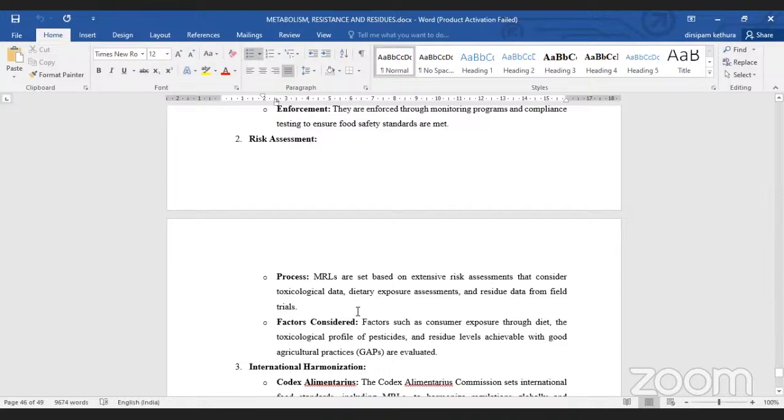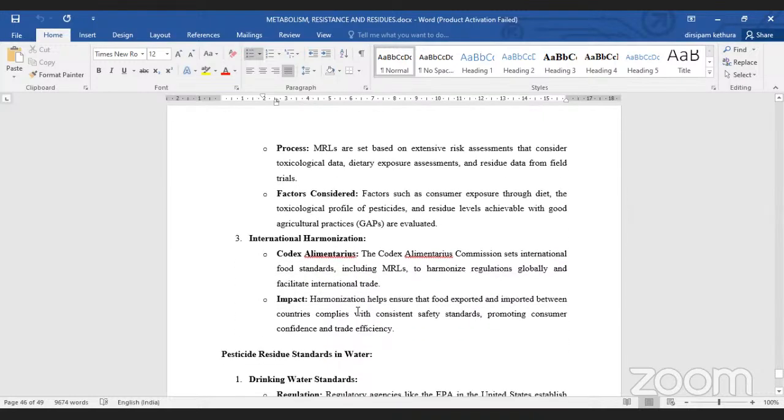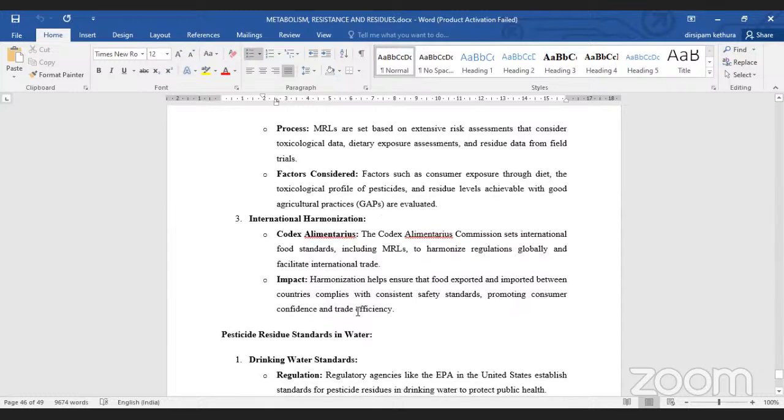The MRLs are set based on extensive risk assessments that consider toxicological data, dietary exposure assessments, and residue data from field trials. Factors such as consumer exposure through diet, the toxicological profile of pesticides, and residue levels achievable with good agricultural practices are evaluated. And the third one under the pesticide residue standards in foods and water is international harmonization.